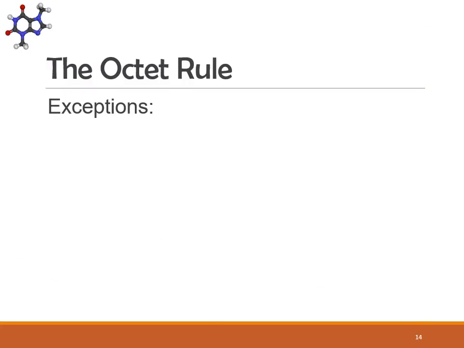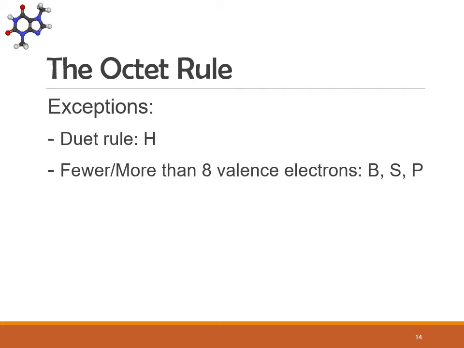Not all atoms that form bonds follow the octet rule. Hydrogen only has 1 electron. It follows what's called the duet rule. Hydrogen only needs to pair its lone valence electron to be stable. Other atoms need either fewer or more than 8 valence electrons to achieve stability. Examples are boron, sulfur, and phosphorus.